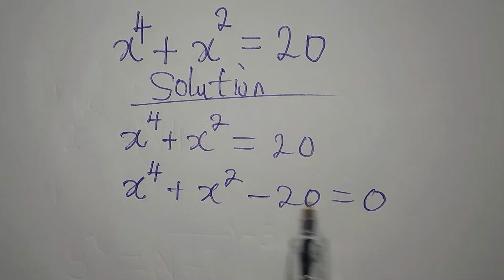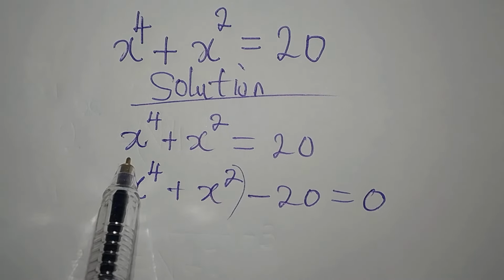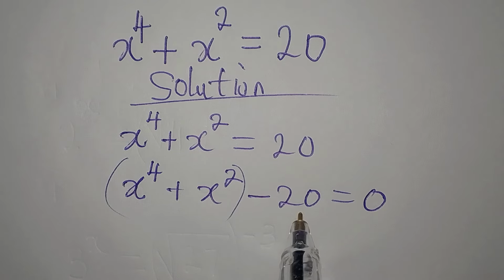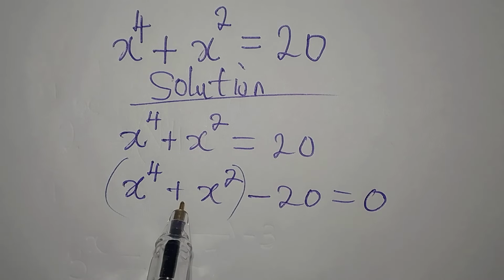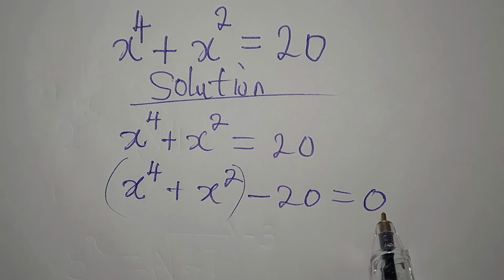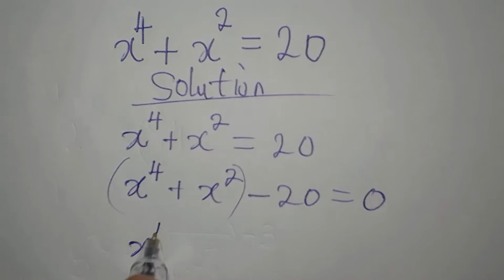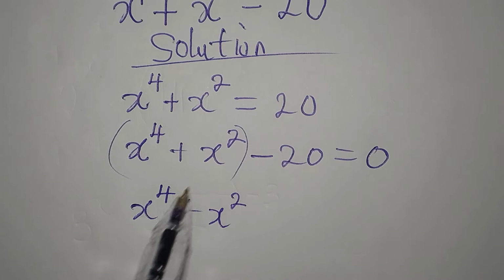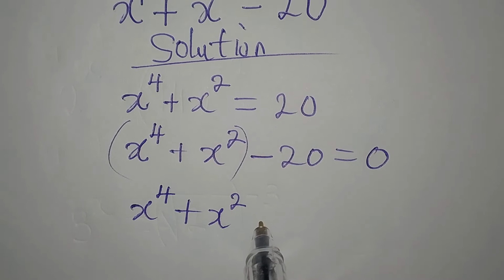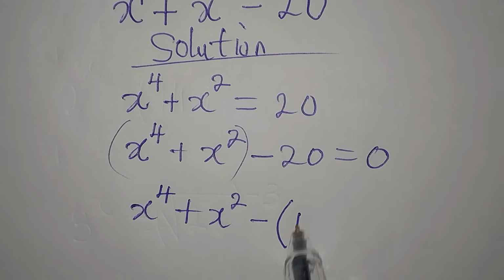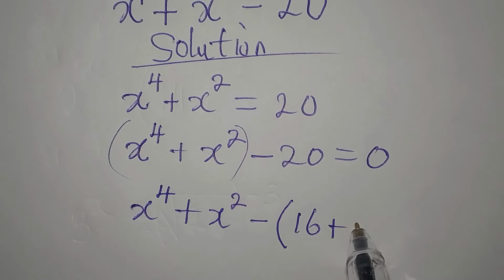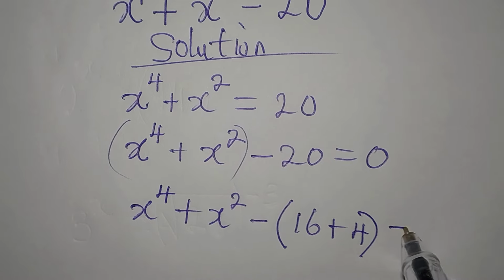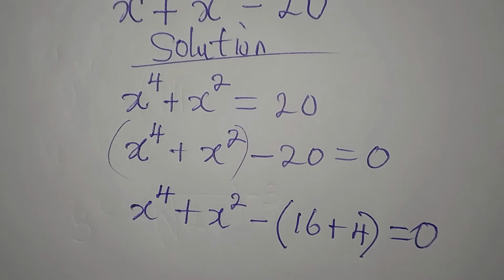Okay, so now it means that the whole of this should be equal to 20 because 20 minus 20 will give 0, right? So in that case, in x to the power of 4 plus x to the power of 2, I can write 20 here to be like this, right? Because 20 will be the same thing as 16 plus 4, right? That is 20. This is now equal to 0.